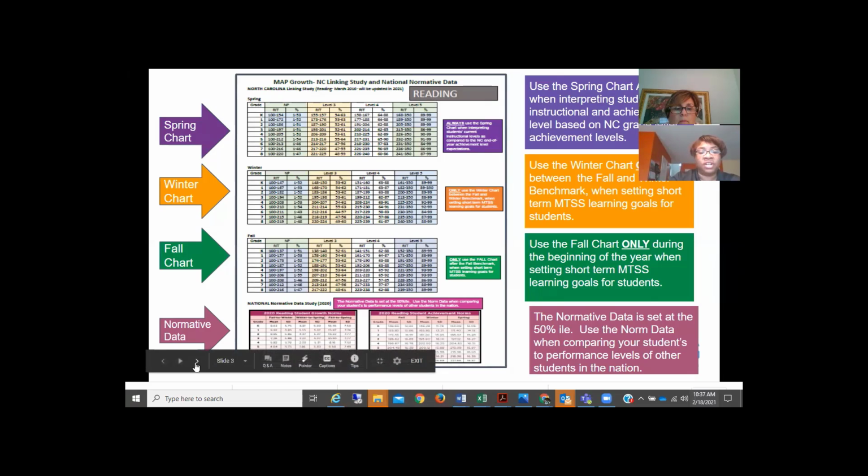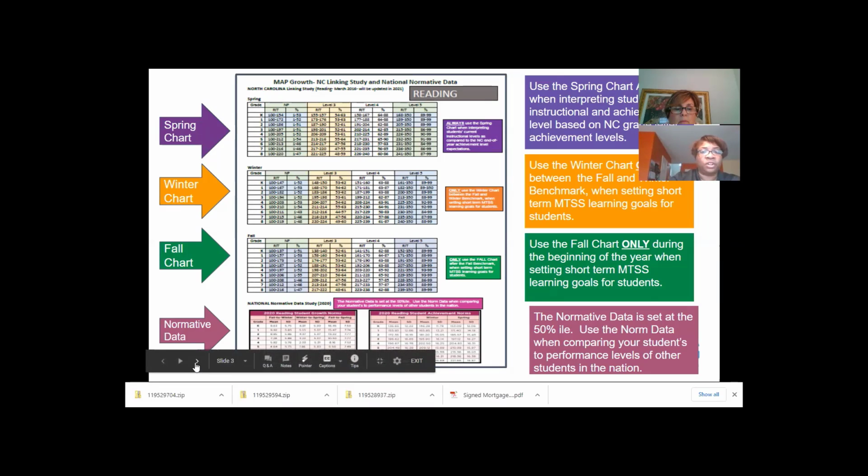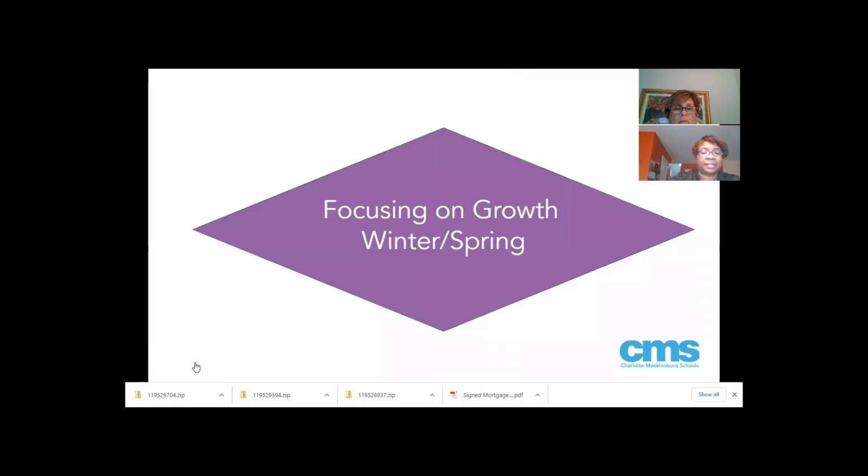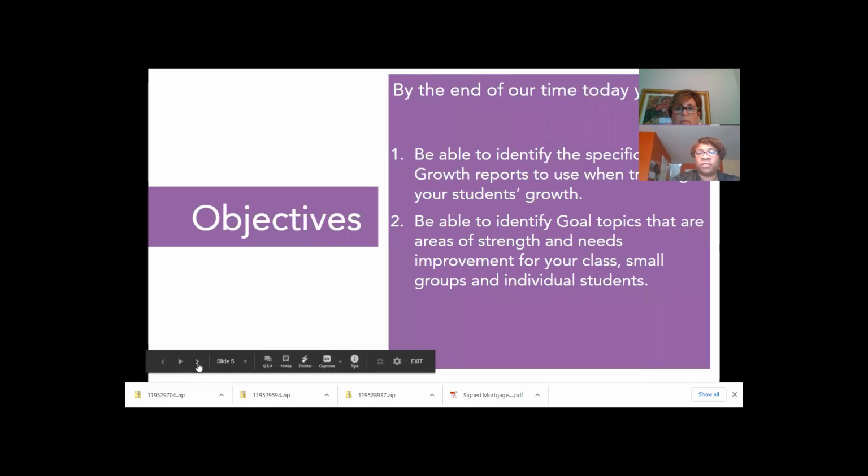So that's new and updated, and it's in your participants folder, so you can have access. The first part of our presentation will focus on growth this morning. Now that we have winter and spring data, how do we monitor and assess our students' growth? That's where we're going to spend our time for the first part of the presentation.